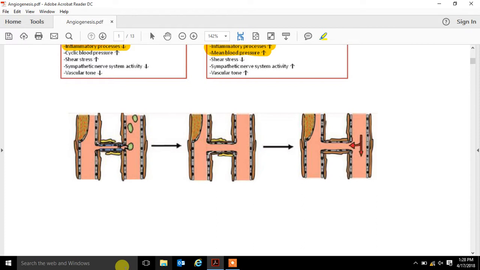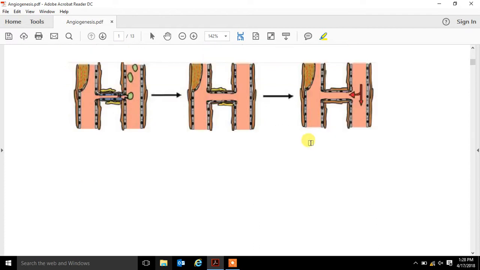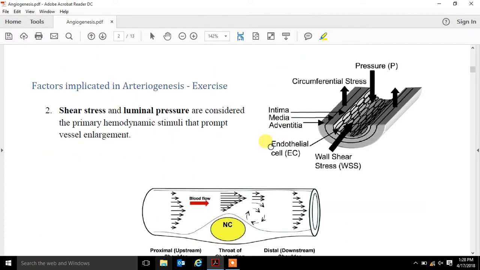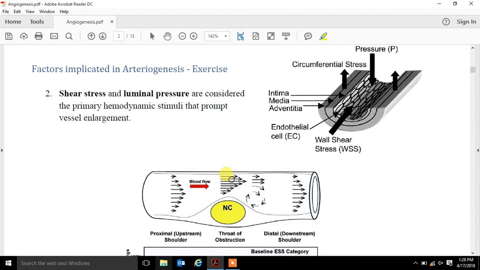So what are the signaling pathways? We talk about this being a signaling pathways class. What are the signals that drive us going from this very small collateral to a collateral that actually is going to help function and deliver oxygenated blood? Some of the key factors, especially those in response to exercise, but even in pathology, shear stress and luminal pressure are considered to be the primary hemodynamic stimuli that prompt vessel enlargement. So it's kind of that initial signal.